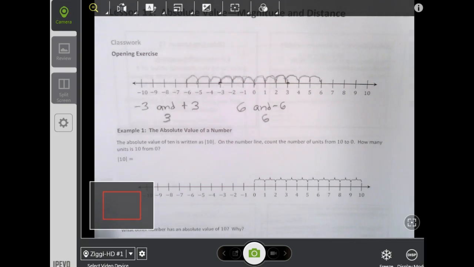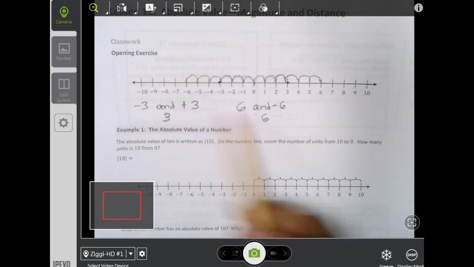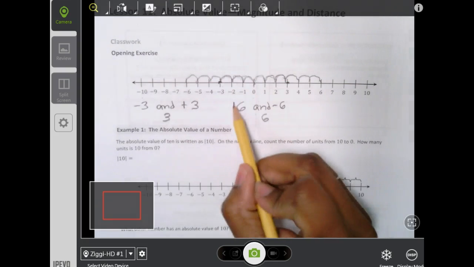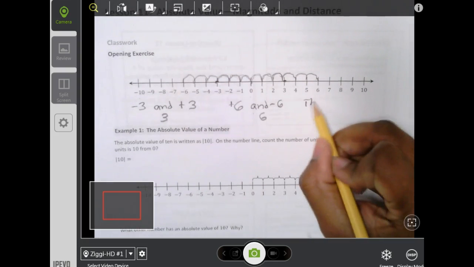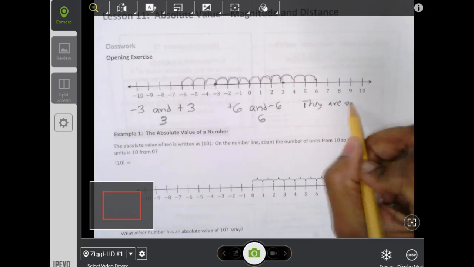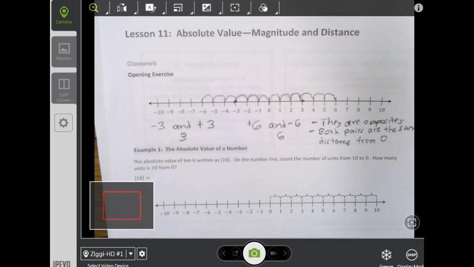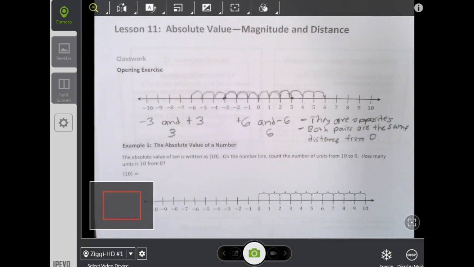So two things you should notice about these two pairs of numbers. They are opposites. Also, both pairs are the same distance from 0. Now let's take a look at example 1. We just saw that every number and its opposite are the same distance from 0 on the number line. In other words, a number and its opposite have the same absolute value.